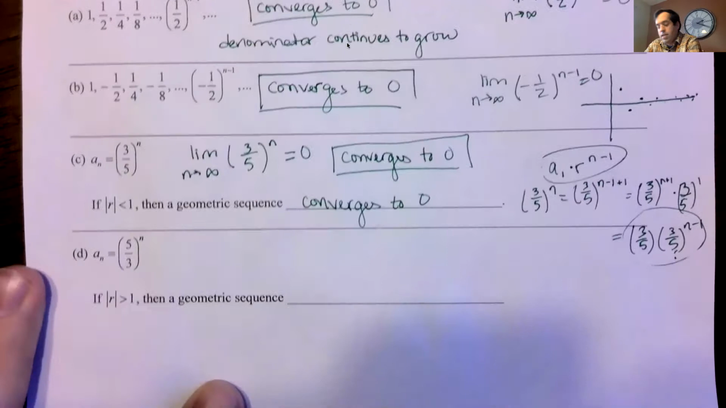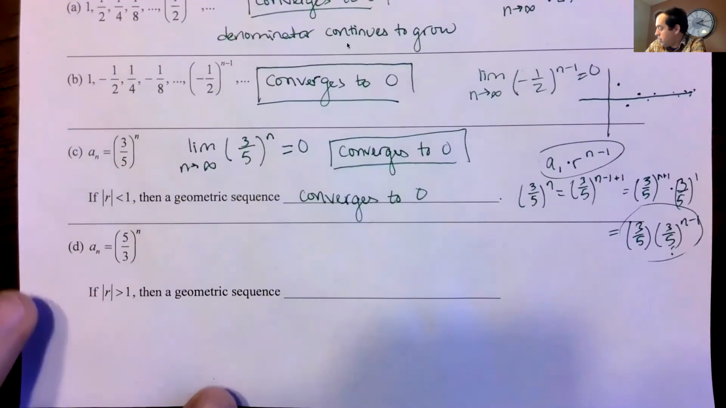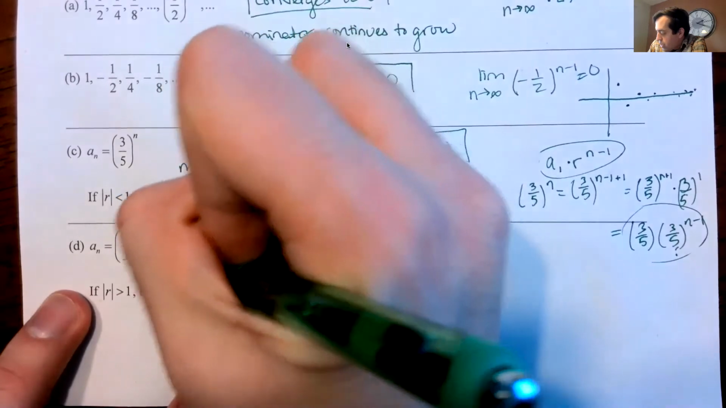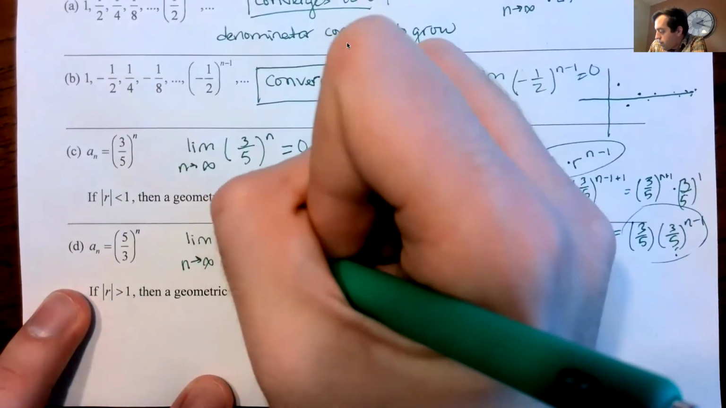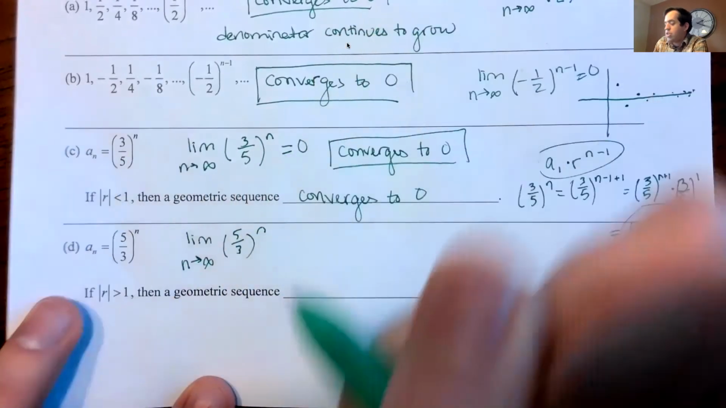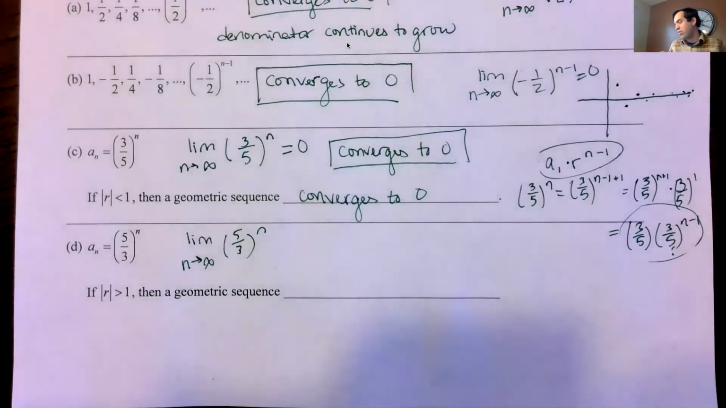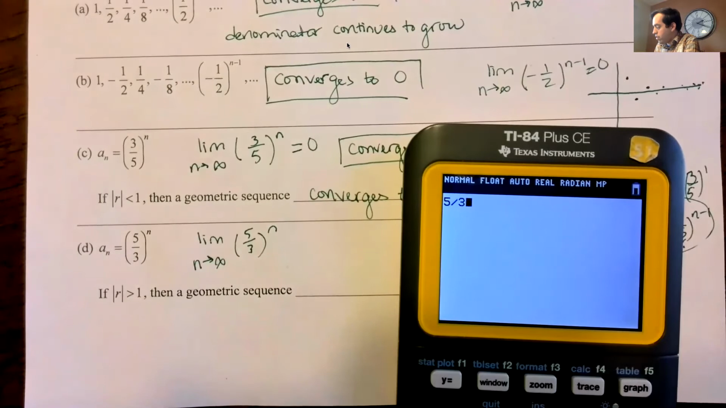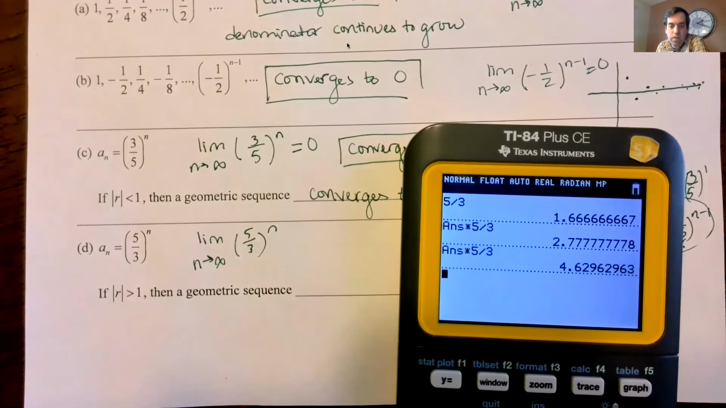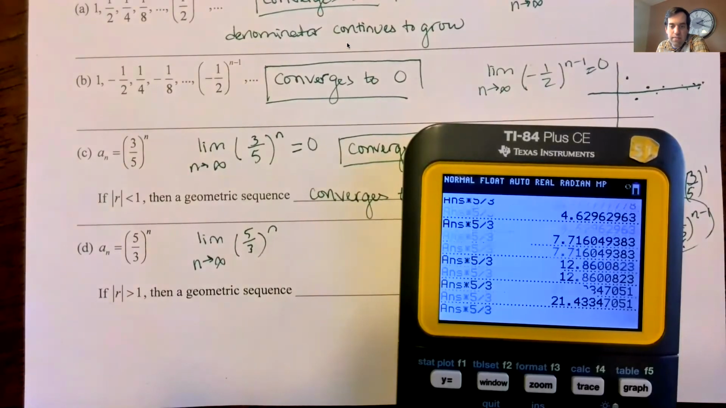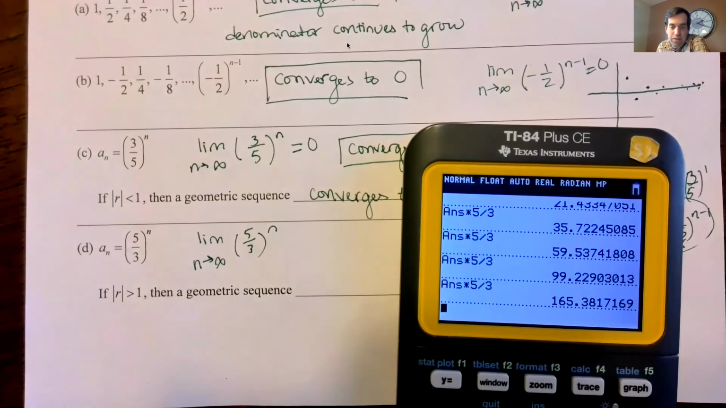What about letter D? a sub n equals 5/3 to the n. If we wanted to know the limit as n approaches infinity, let's just think about what's going to happen when we keep multiplying by 5/3. Maybe for this one, I'll actually show this on the calculator. So we just start with 5/3, and then we multiply by 5/3 every time. What you will see is that our answer is going to just keep growing faster and faster, right? So this does not converge to any specific value because we're multiplying by something greater than 1. So the answer is going to keep growing.